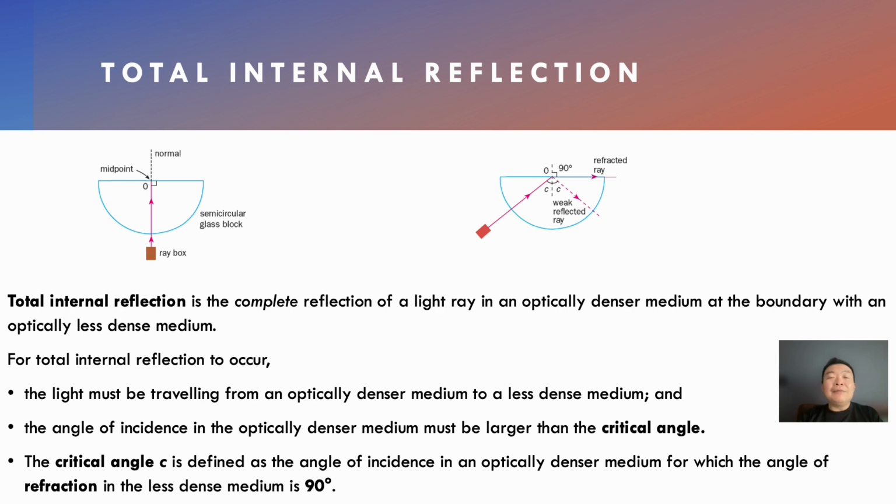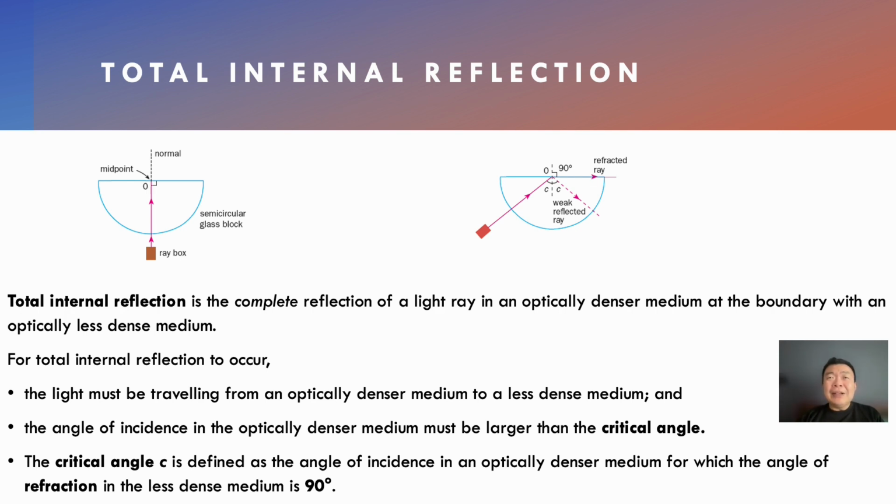So total internal reflection is a very interesting phenomenon when a light ray by right is supposed to pass through a transparent medium, but in this case it doesn't. In fact, it gets reflected completely at the boundary.